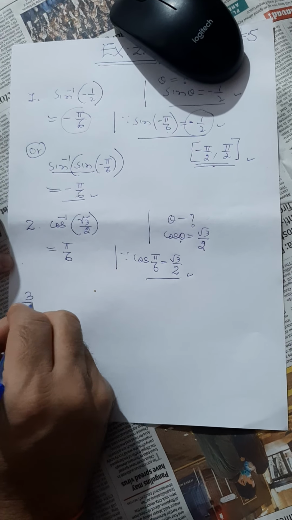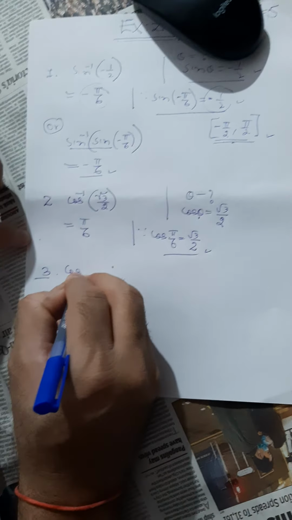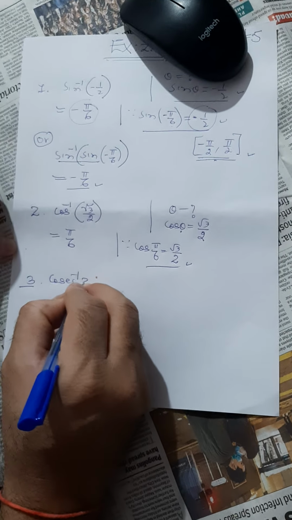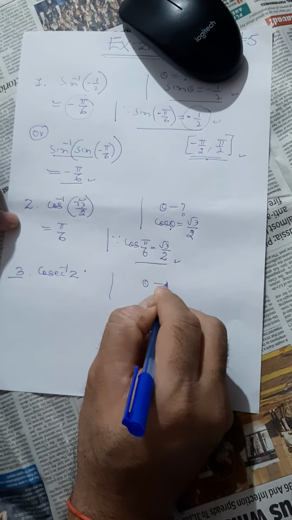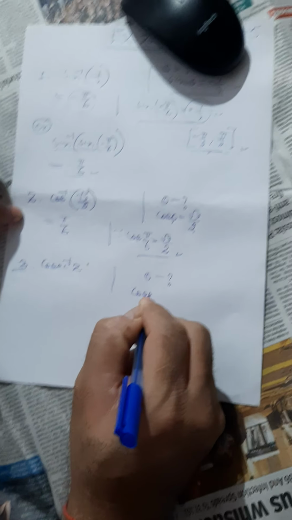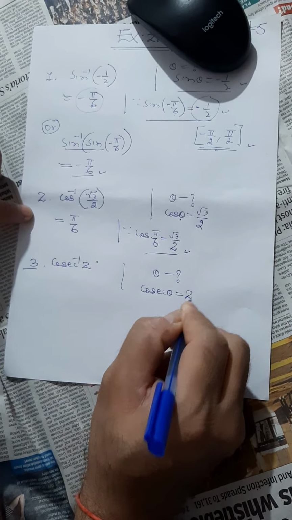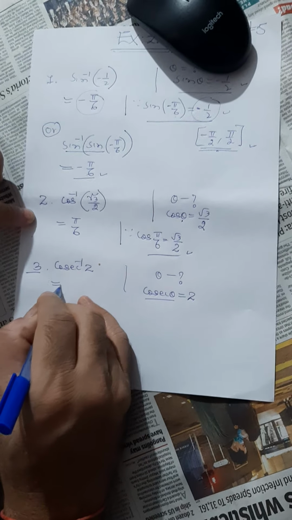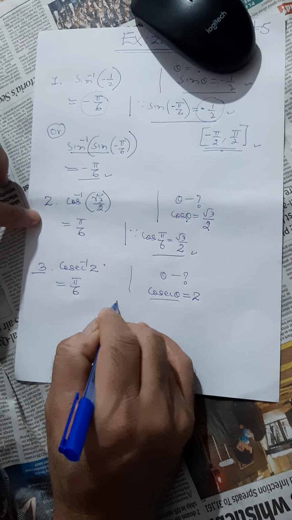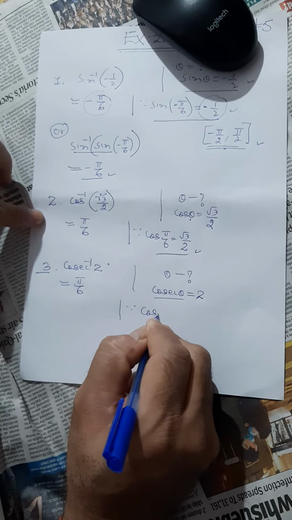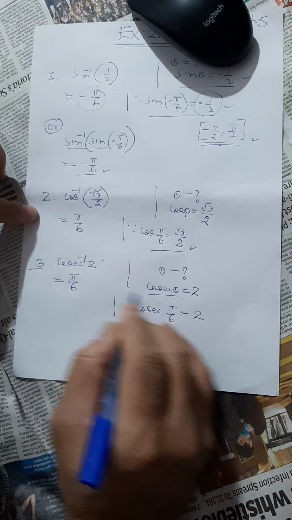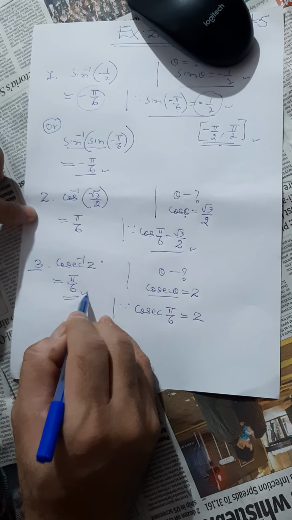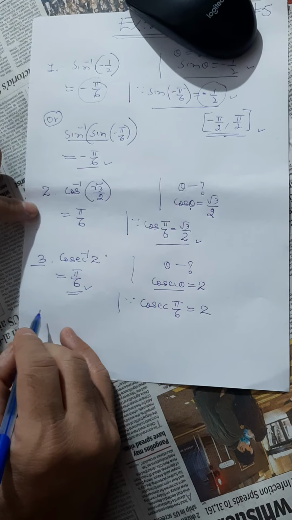Third question. Cosec inverse 2. So the question here is, find the theta for which cosec theta becomes 2. Which you know is again pi by 6. Why? Because you know cosec pi by 6 is 2. So therefore cosec inverse 2 is pi by 6. Fourth question.